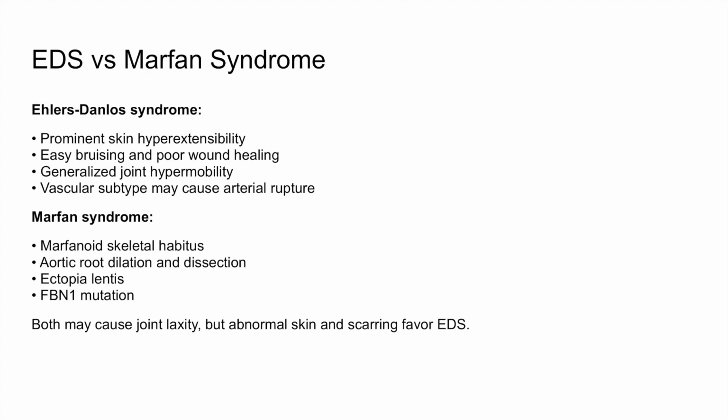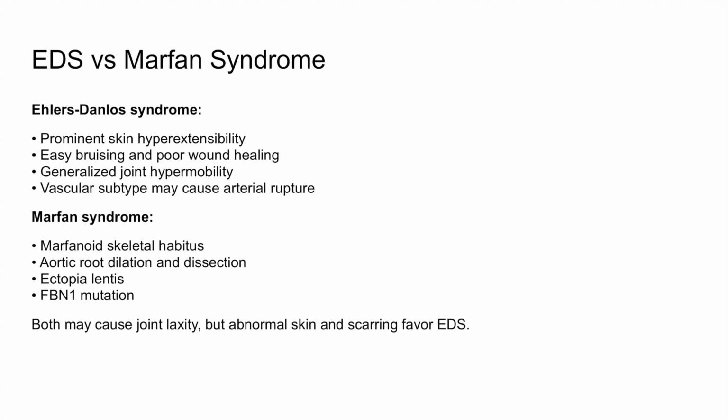So Ehlers-Danlos and Marfan syndromes can both produce joint laxity, but their distinguishing features are different. Ehlers-Danlos syndrome is more strongly associated with hyperextensible or fragile skin, easy bruising, poor wound healing, atrophic scars, and generalized joint hypermobility. Certain subtypes, especially vascular Ehlers-Danlos syndrome, can cause arterial or hollow organ rupture. Marfan syndrome instead produces a marfanoid skeletal habitus with long limbs and fingers, along with ectopia lentis and aortic root dilation and dissection.